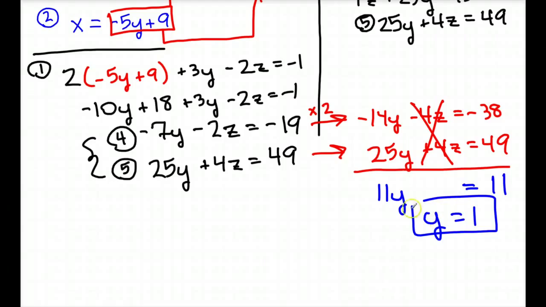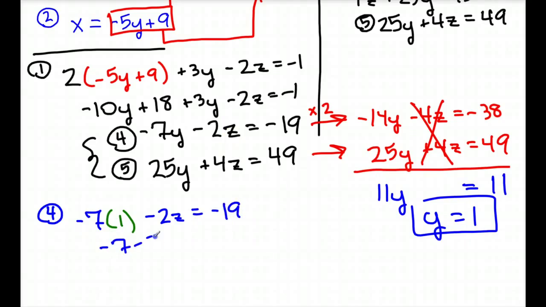So now we have y. Now I can plug y equals 1 into either equation 4 or 5 to get z. So I'll take equation 4 now. And now I know negative 7 times y, which is 1, minus 2z equals negative 19. Add 7 to both sides, I get negative 2z equals negative 12, and so z comes out to be 6.